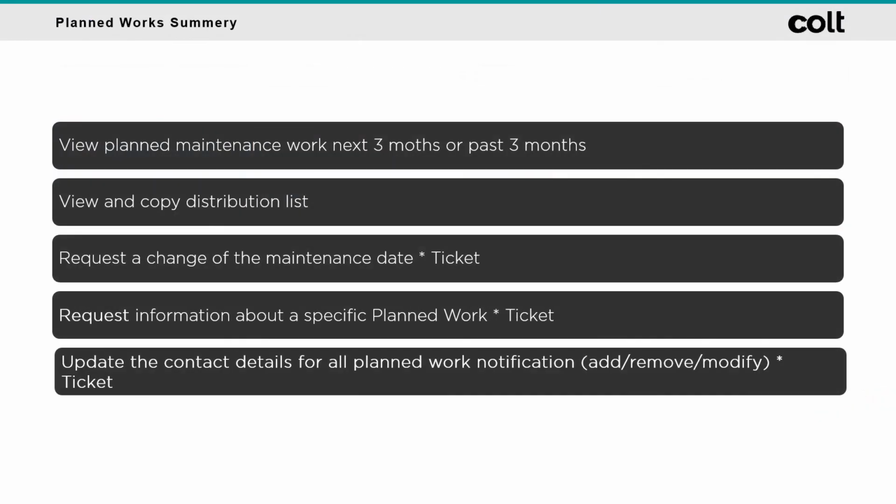Now here again a quick summary of the planned works page. We can view planned work maintenance for the next 3 months or for the past 3 months. We can view and copy the distribution list of the contacts. We can request a change of the maintenance date through a ticket. We can request information about a specific planned work, also through a ticket, and we can update the contact details for all planned works notification, add, remove, or modify, also through a ticket.